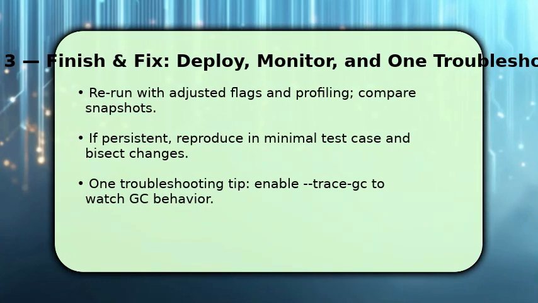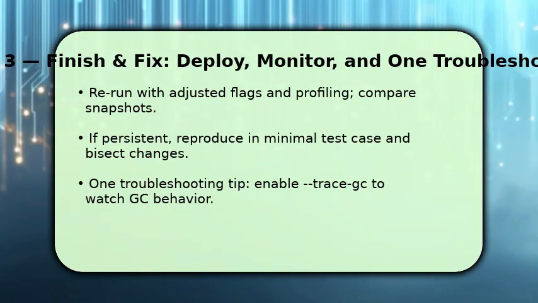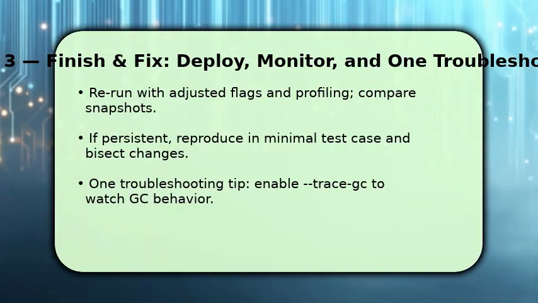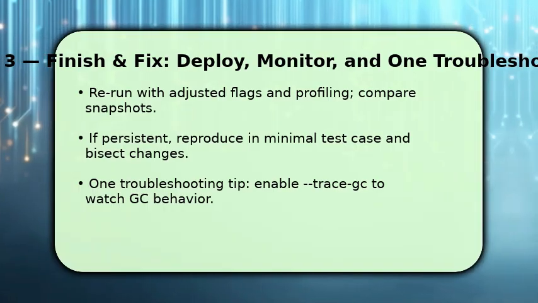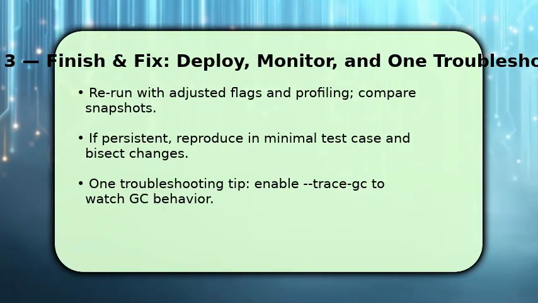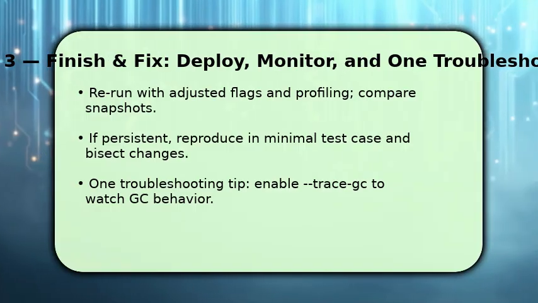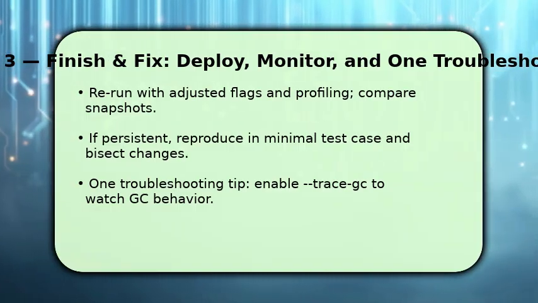To finish, run your repaired code with the same memory flag and collect a final heap snapshot for comparison. Make sure peak usage is lower and GC is reclaiming memory. If the problem persists, isolate the smallest reproducible case and bisect recent changes to find the culprit.